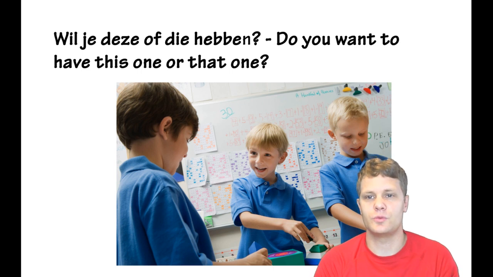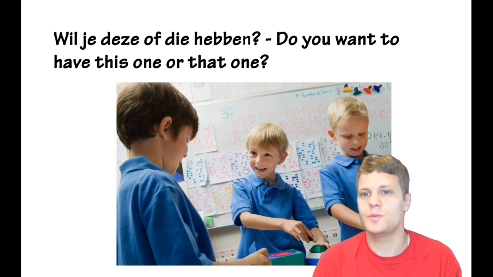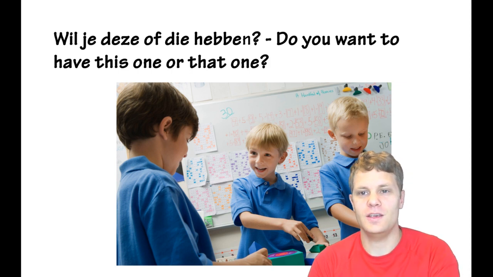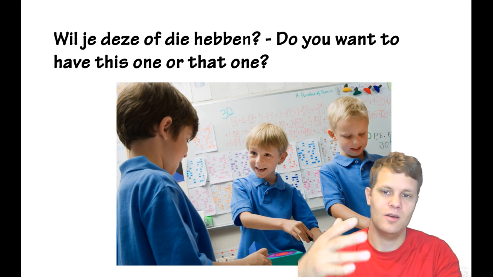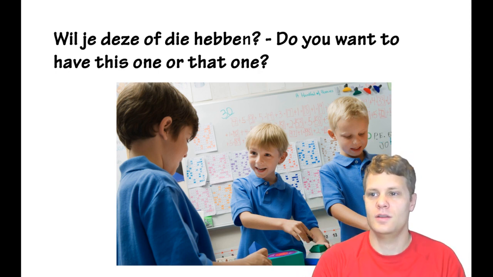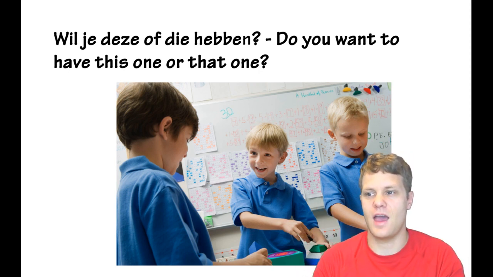And this is very simple too. The word of is or. So it doesn't mean of, it means or. Wil je deze of die hebben? Do you want this or that have?